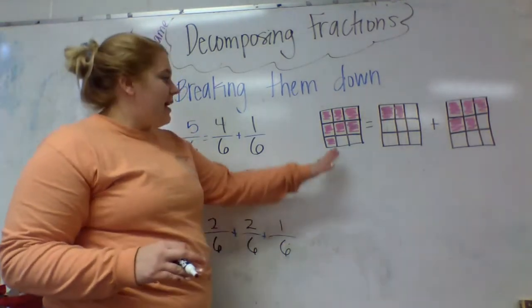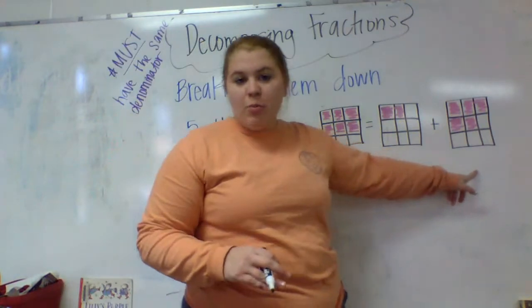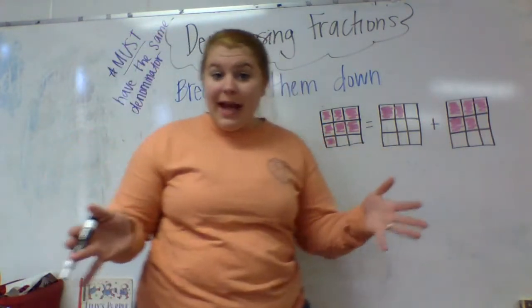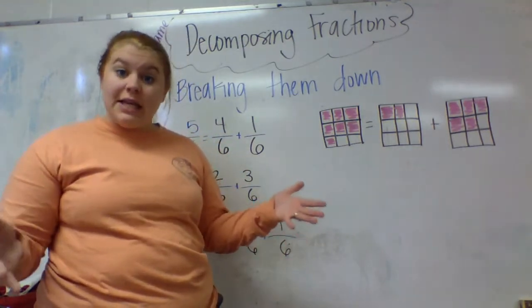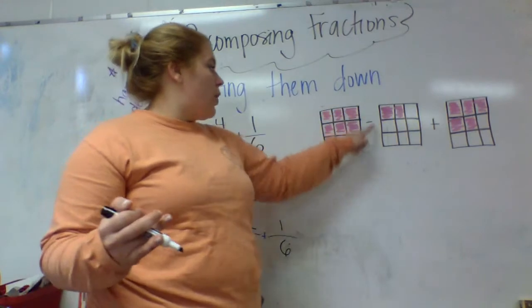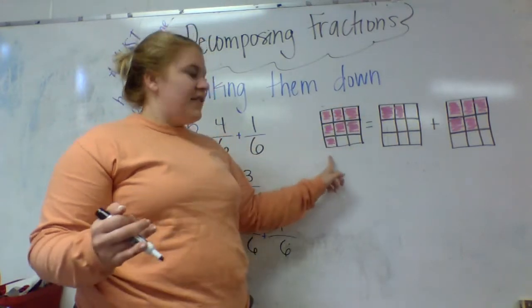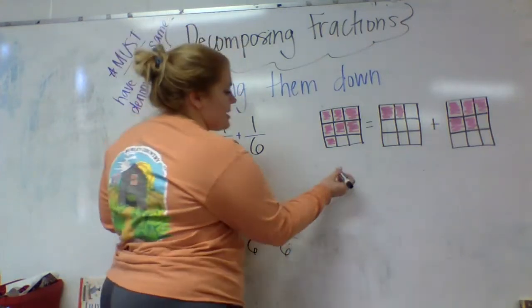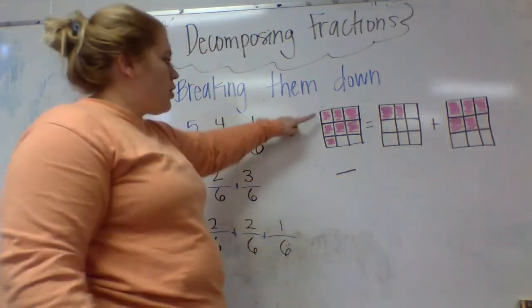You might see equations with pictures, and it might say, this equals this plus this, and it's going to be asking you to figure out how they have decomposed this fraction. So the first thing we need to do is figure out what our total is, what is on this side of the equal sign. What is it we're looking for? So I need to find my denominator. How many total pieces do I have?